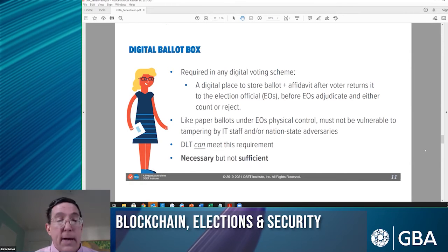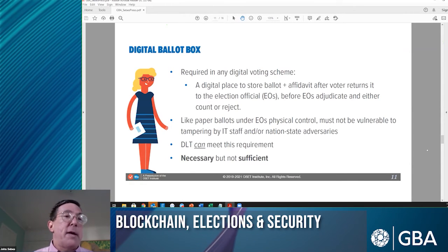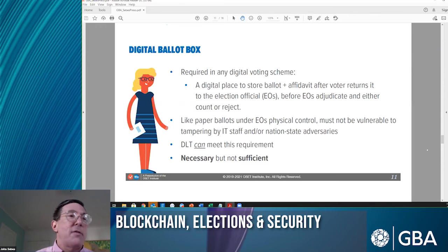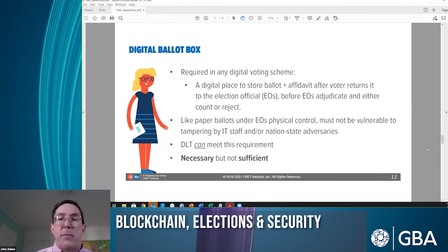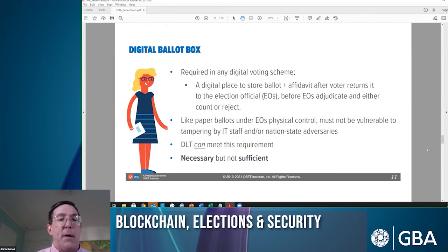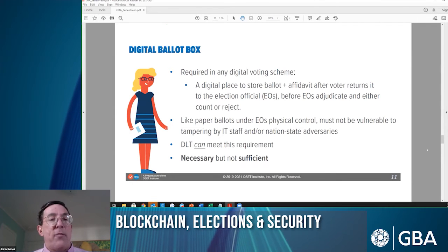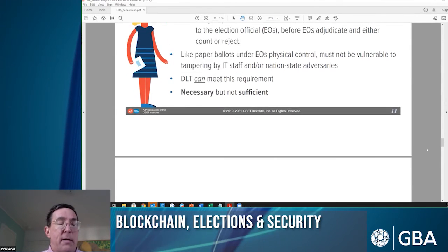Great. So if we did without this type of protection, it would be like having paper drop boxes with keys given to all the computer geeks and letting them copy the keys to anybody they want. So that's something that's really helpful. It's necessary, but it's not sufficient. Next slide.